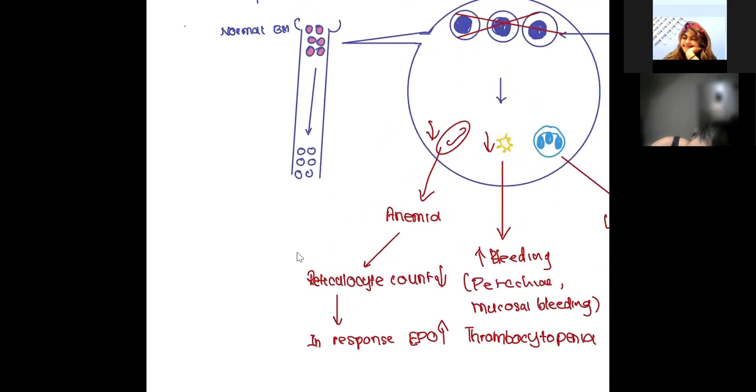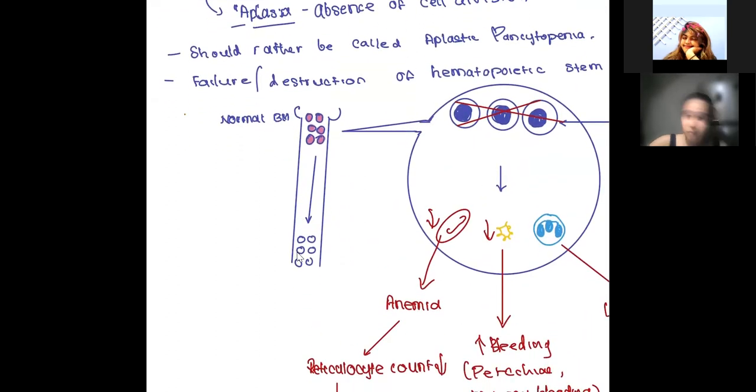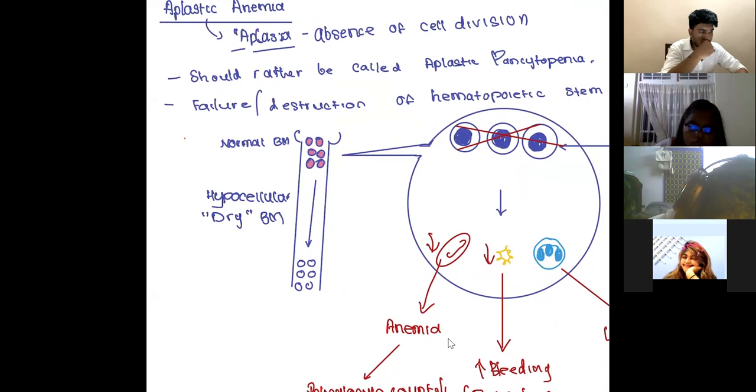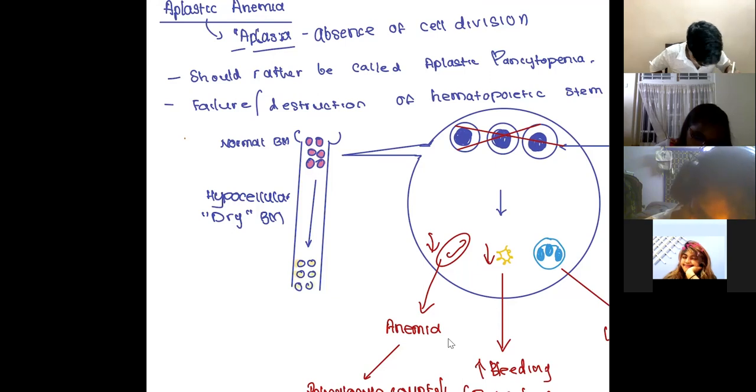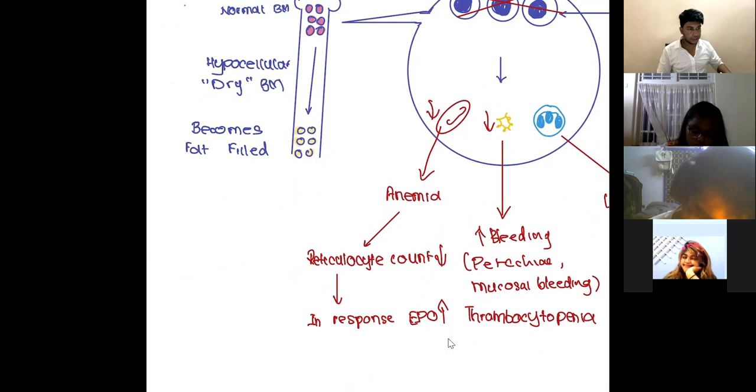Let's discuss what happens here. Due to some cause, we didn't talk about the causes yet, the normal bone marrow is destroyed and becomes hypocellular and dry. We will talk about that next. It will be replaced by fat, becomes fat filled. So this is it for the pathogenesis. Let's talk about the causes next.